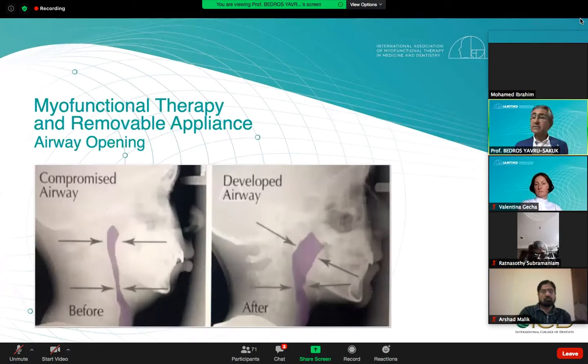And the results are remarkable, as seen on the CBCT. First, on the left side, the airway is compromised and limited. And on the right side, after myofunctional treatment with a removable appliance, we can see that the airway is much more open and the patient breathes much easier.